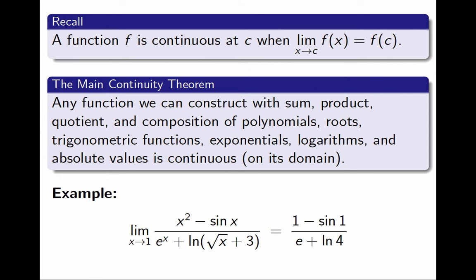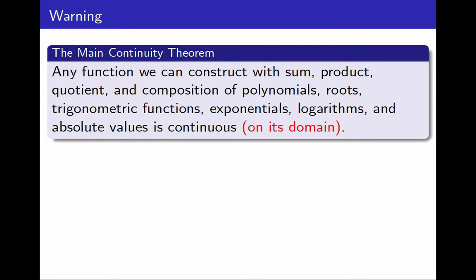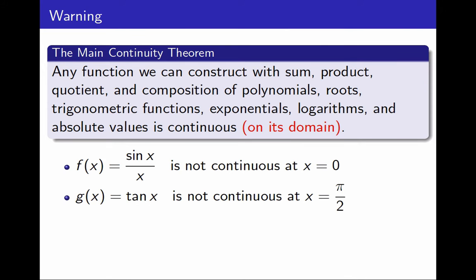That's it. Nice. An important warning. The theorem only applies to these functions on their domain, so not all limits involving these functions are a matter of plugging the value. For example, the function f of x equals sine of x over x is not continuous at x equals 0 because 0 is not in the domain. If I wanted to compute its limit as x approaches 0, I could not simply evaluate. Or the function tangent is not continuous at x equals pi over 2 because pi over 2 is not in the domain. But still, this theorem is extremely useful.